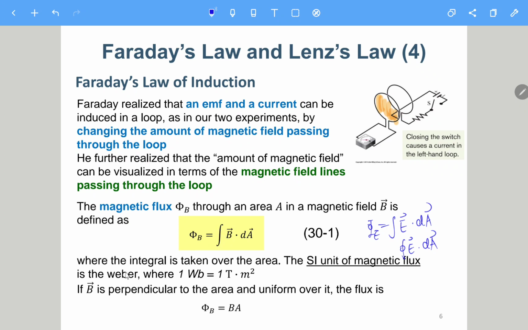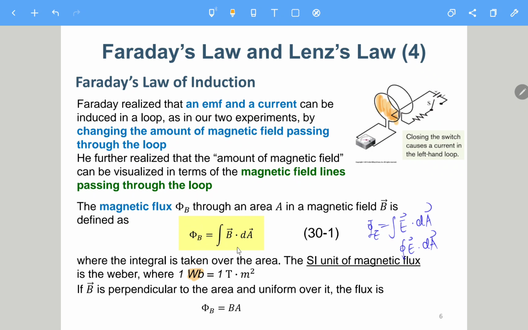So here it says the SI unit for this magnetic flux is the Weber. This is the SI unit, so you need to remember it. Actually, the Weber is like this: we have Tesla times area. Area is meter squared. Tesla times meter squared is Weber. So we use this as the SI unit for the magnetic flux.